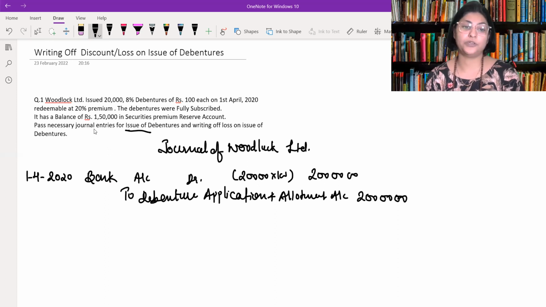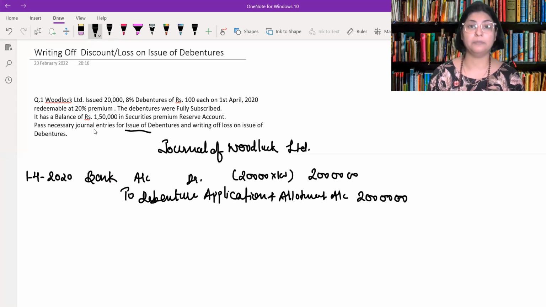So the first entry is going to be as it is. There will not be any change as far as the amount is concerned. What should be the narration? The narration should be: being application money received for 20,000 debentures of rupees 100 each.